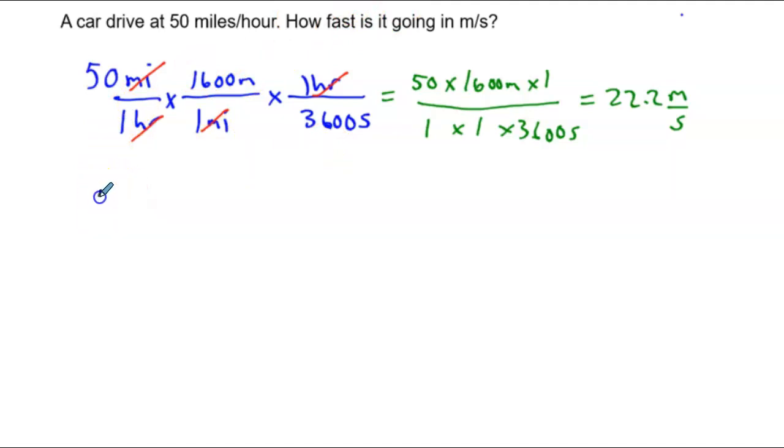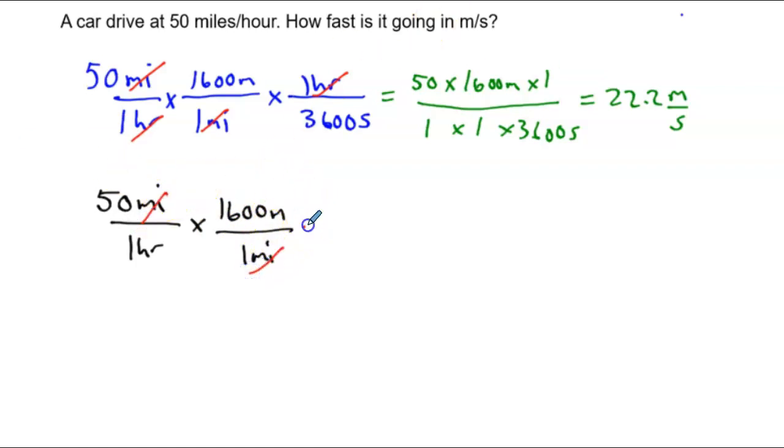What I mean by that is you could say you're starting with 50 miles per 1 hour, and you want to convert that miles into meters. So you do the same first step. 1600 meters is going to be 1 mile. Your miles are going to cancel out, and that's going to get you a total of 80,000 meters per hour.